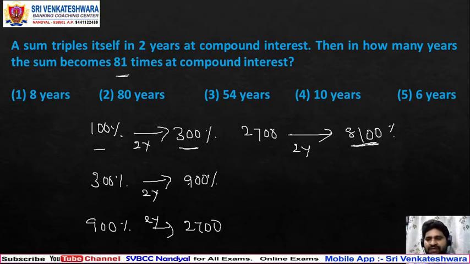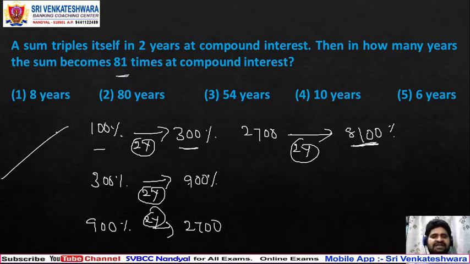That means what we require is 81 times. 100 is becoming 8100, which means it is becoming 81 times. So for that, how many cycles are we taking? Cycle 1 is 2 years, cycle 2, cycle 3, cycle 4. 4 cycles, and every cycle is 2 years. 4 times 2 will take 8 years.